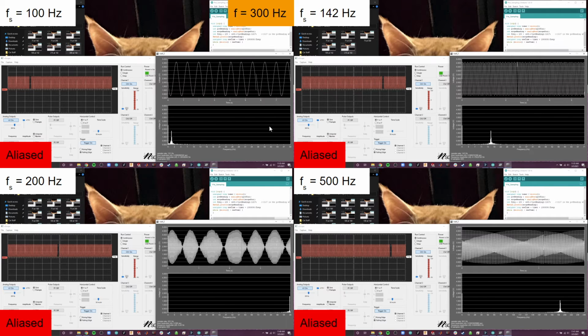And now at 300 hertz, we alias on all the frequencies. We have 1 hertz on 100 hertz, kind of like 17 on 142, 100 hertz on the 200 hertz, and then looks like 200-ish on the 500 hertz.